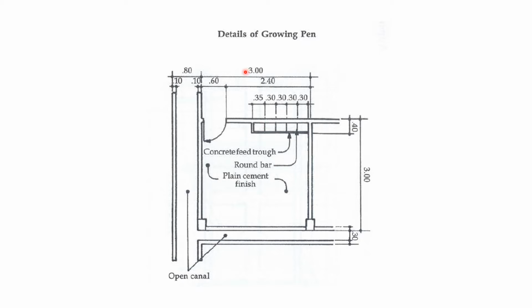Now, itong 3 meters by 3 meters na pen ng mga growing pen natin, meron siya nitong plain cement. So cement type yan, hindi yan yung slatted na flooring.